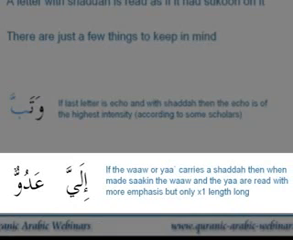The next rule is if the waw or the ya carries a shadda, then when made sakin, the waw and the ya are read with more emphasis but only one length long. So here we have ilayya, and if that was to be read at the end of a sentence, the ya goes sakin, but you cannot read it as a diphthong fatha ya, so you cannot say ilay, i.e. too long. Instead you say ilayy, ilayy. So you put more emphasis on the ya and cut it down to one long. Some people will say this is as if you're reading two yas.